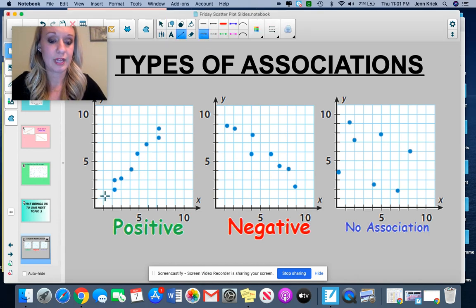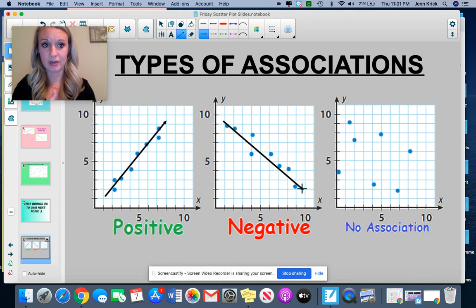So if we drew in our line of best fit here, notice that it's going up. So that'd be a positive slope. That means there's a positive association. Notice for your second graph that these are going down. And because those are going down and it has a negative slope, that means that it's a negative association. For this guy here, I can't really draw it going up or down because it just doesn't really make sense for the data set. That means that there's no association.